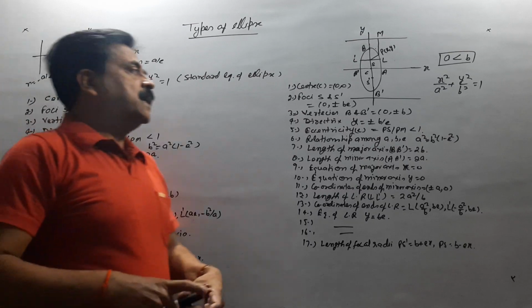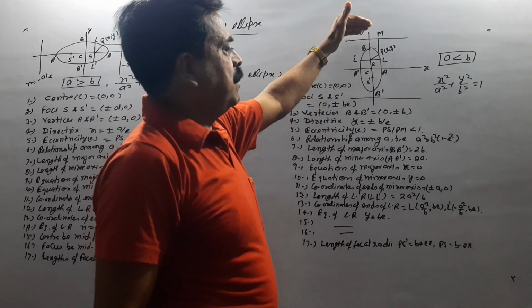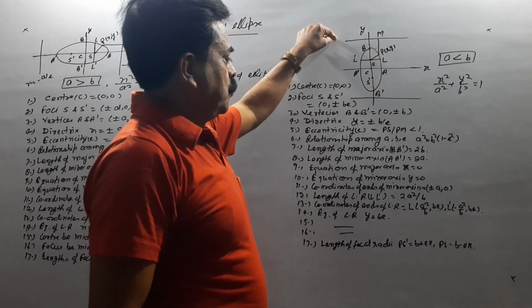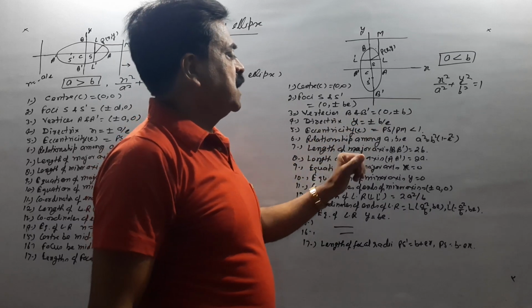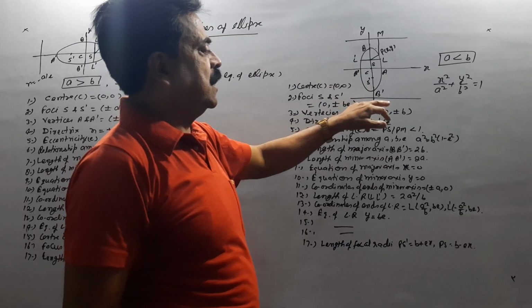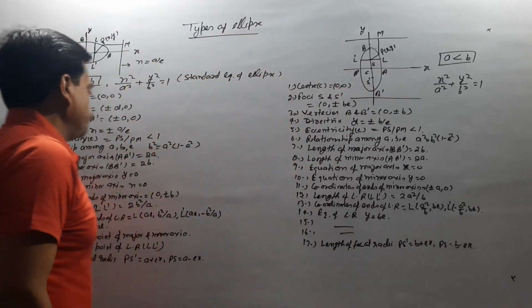And similarly here, the directrices are parallel to the x-axis, one above the center and the other below the center. The equations are y equals plus minus b upon e, so this directrix is y equals plus b upon e, and this directrix has the equation y equals minus b upon e.